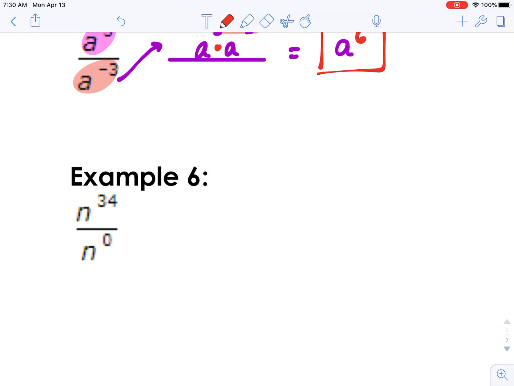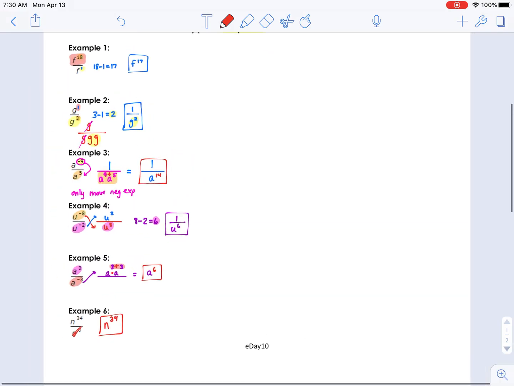Just a reminder, n to the 0 or anything to the 0 is the number 1. And the shortcut is just cross it off. So this is n to the 34. So if you ever see a variable to the 0 power, just cross it off.